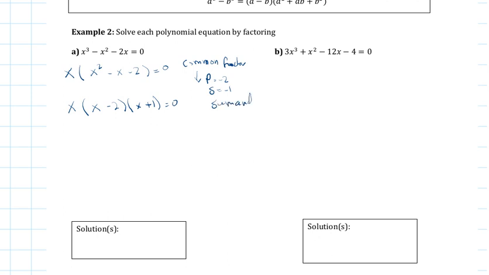Now, as you can see, this is totally factored. So what I can do right now is set each bracket equal to 0 and find my solutions. So I have x equals 0, x equals 2, and x equals -1. So my solutions are 0, 2, and -1.